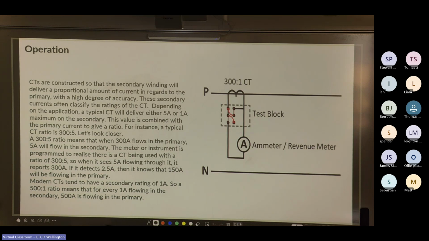The meter or instrument is programmed to realize that there is a CT being used with a ratio of 300 to 5.